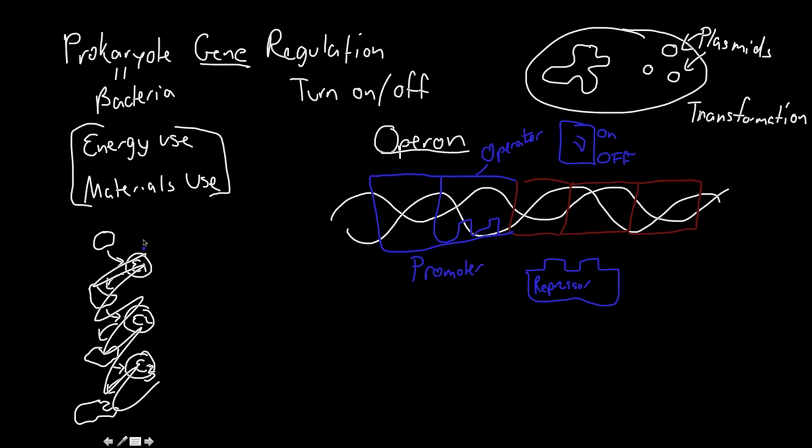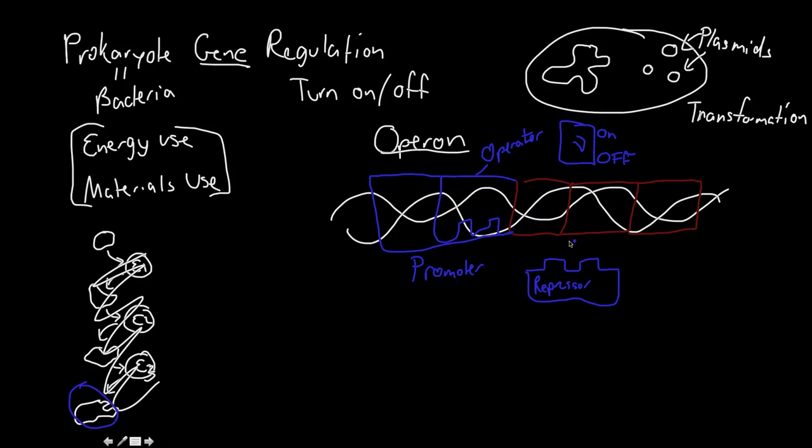Why would we want to do that? Efficient use of energy and materials. If these enzymes don't need to be made because we don't need to make our product here, then this is going to bind to the operator, turn it off, and as a result, these genes are not transcribed.